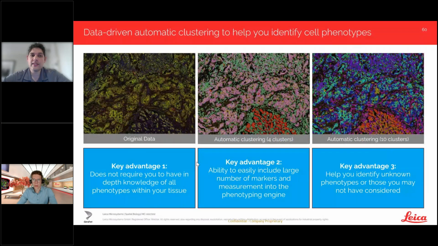And it features data-driven automatic clustering to help you identify cell phenotypes that you may not know a priori. And it has a few advantages. It doesn't require you to have in-depth knowledge of all the phenotypes in the tissue. And it has the ability to easily include a large number of markers and measurements into the phenotyping engine. And it can help you identify unknown phenotypes or those you may not have considered. So this is a way to drive not only a deeper analysis of the data you've collected, but perhaps identify topics for future research as well.